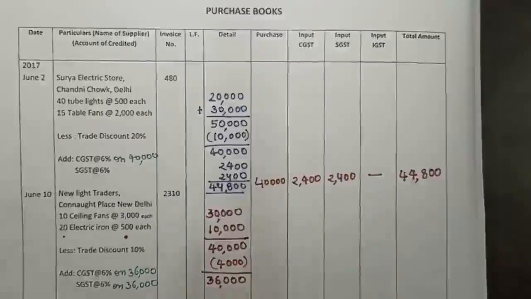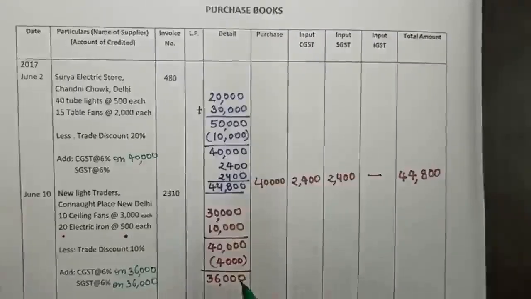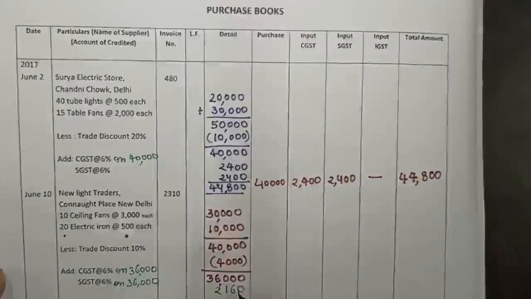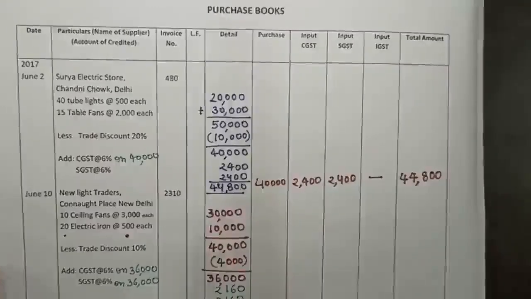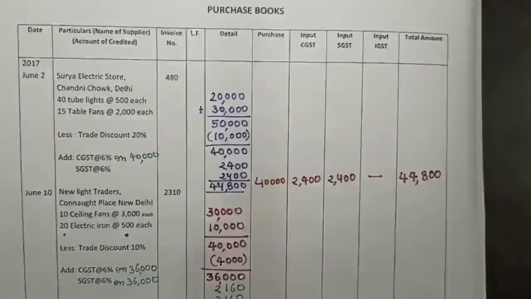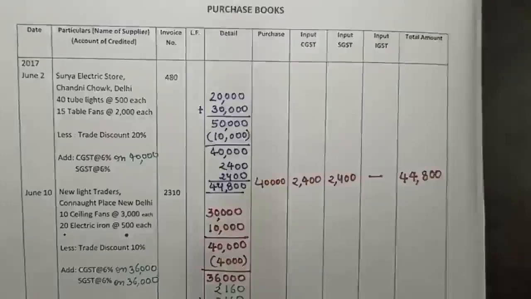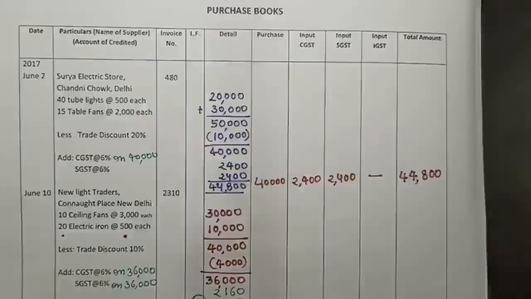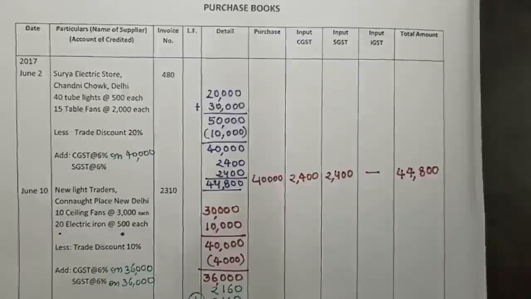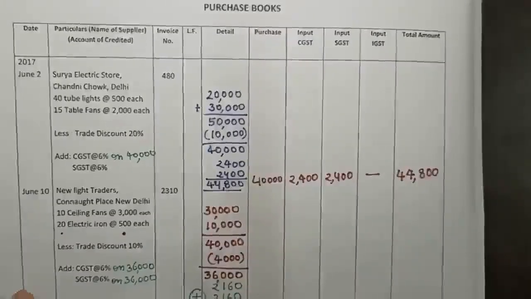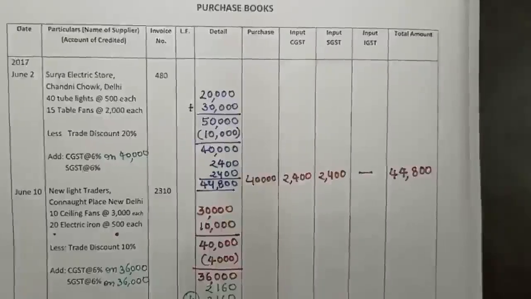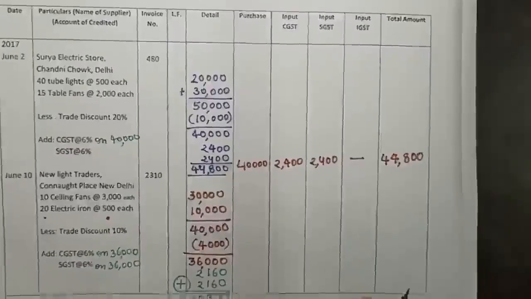It will be rupees 2,160, which we are going to add here. Now what will we do with it? We will add it. So the total will be how much? The total will be 40,320. Now mentioning it in the individual columns.